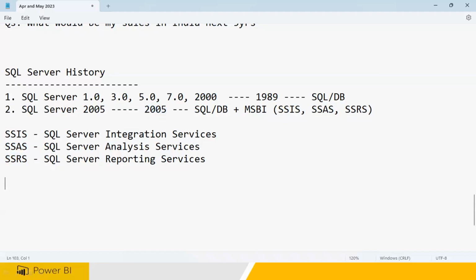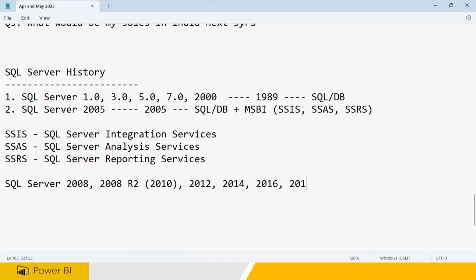Now, 2005 got released, but later a lot of versions got released. What are the versions it got released? 2008 version, then 2008 R2 version, R2 it got released in 2010. So SQL Server, what versions? These many versions got released later. Now 2012, 2014 version, right? Now 2016, 2017, 2019, today 2022. So these are the current versions you have. So these versions we're going to be installing.